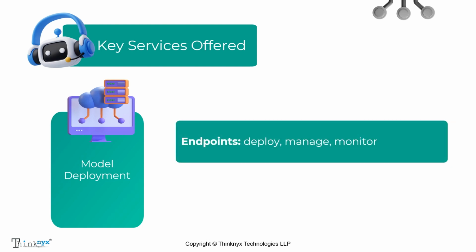In Amazon SageMaker, endpoints are like doorways through which one can access their trained machine learning models. Once the model is trained, it is deployed to an endpoint, which acts as a web service. This endpoint allows users to send new data to the model and get predictions back in real time.